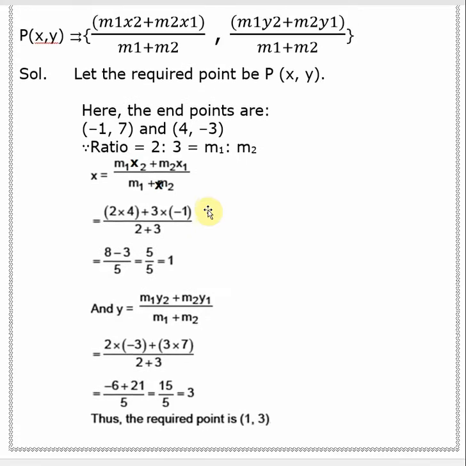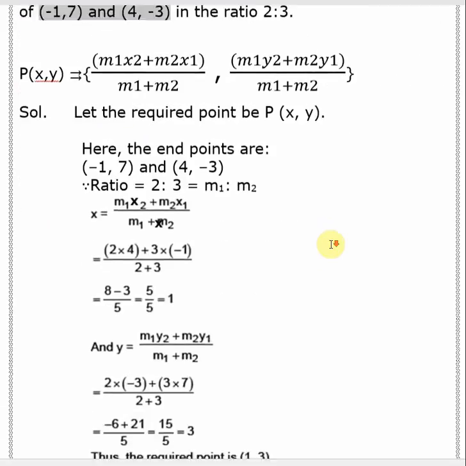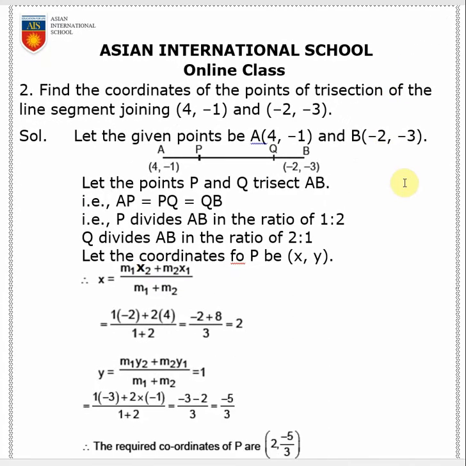So simply we are getting the coordinate of that point which is dividing this line joined by these 2 points into 2:3 ratio, and that coordinate is 1 and 3, that means (1, 3). This is the answer. You can see the required point's coordinate is (1, 3). It's a very straightforward simple sum. Let's try one more.